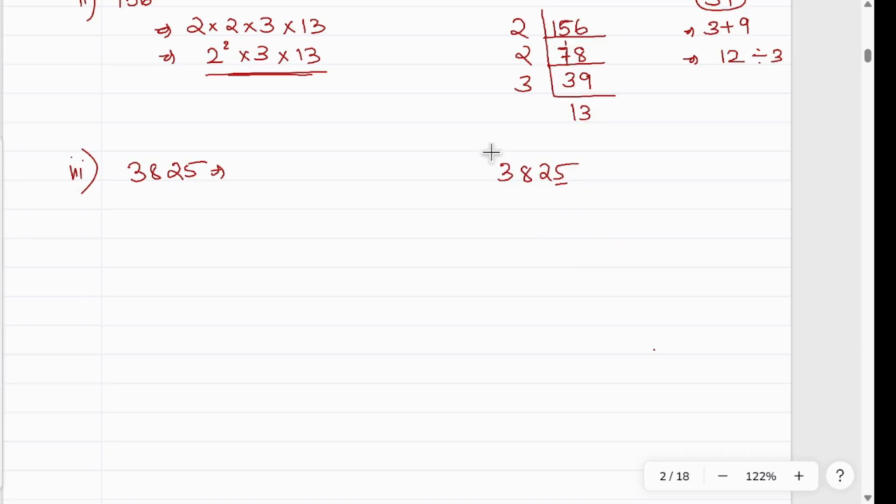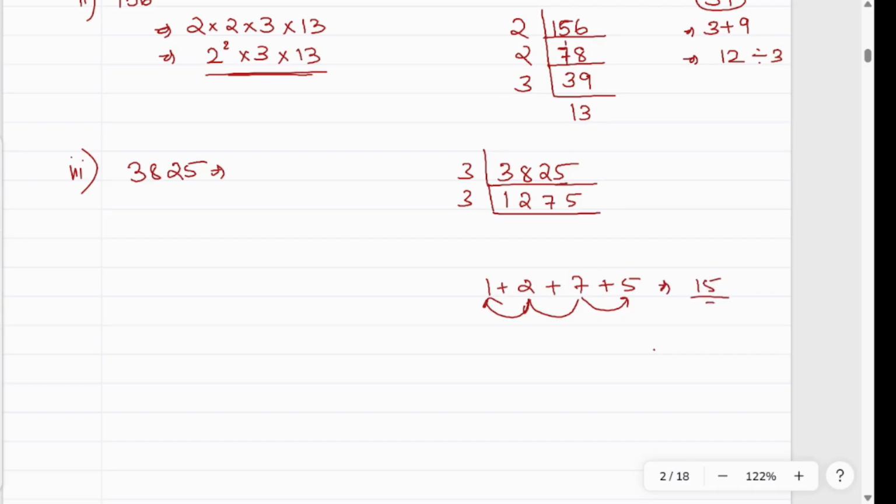Now we are going to divide it by 3. On dividing we will get 1, then 2, 7, 5. Now again we have to check whether this number is divisible by 3. How to check that? 1 plus 2 plus 7 plus 5: 12, 14, 15. So 15 is divisible by 3, right? 5 3s are 15. So it means that this number is also divisible by 3.